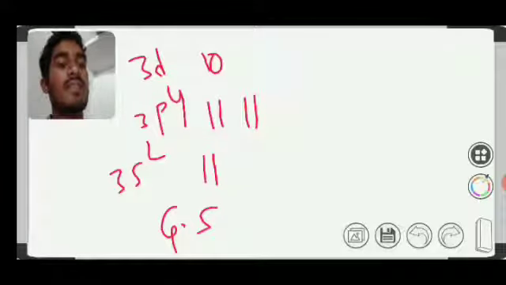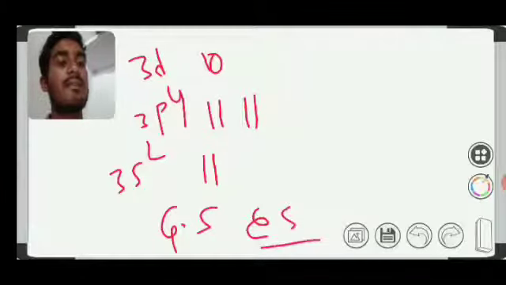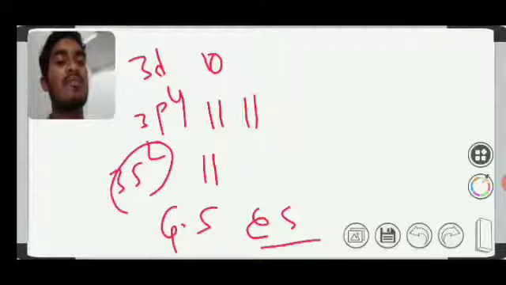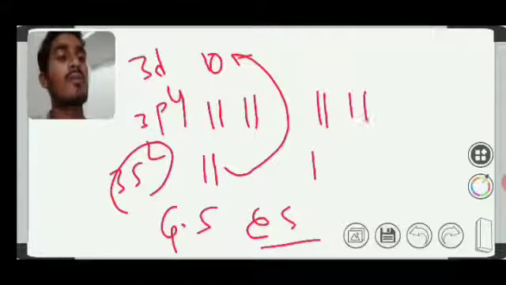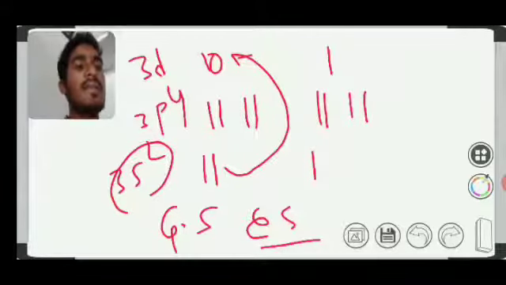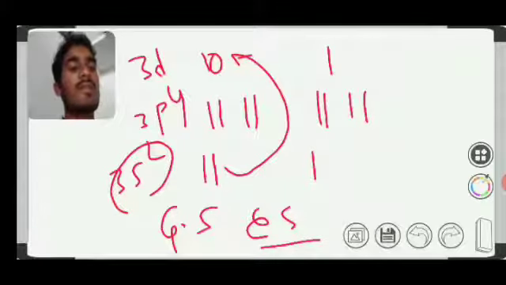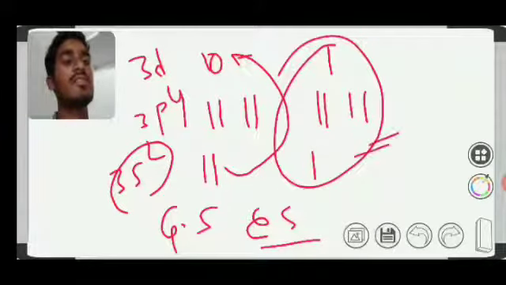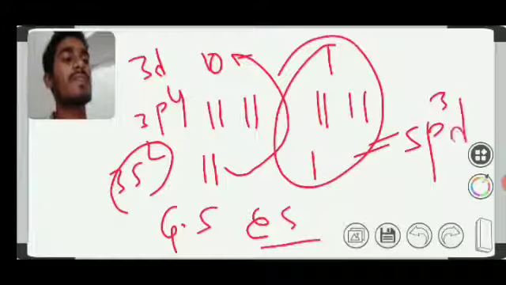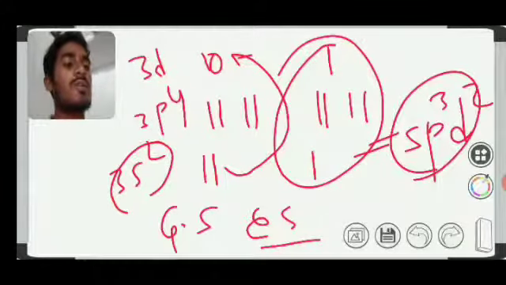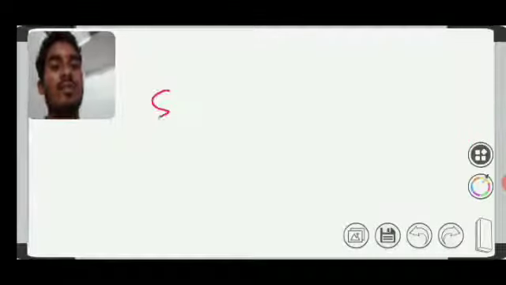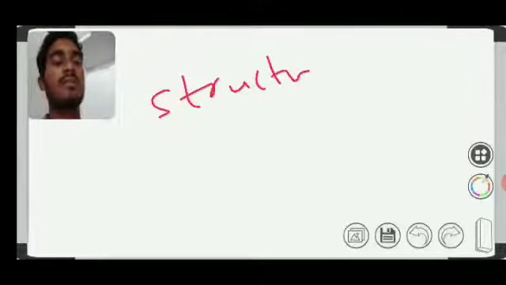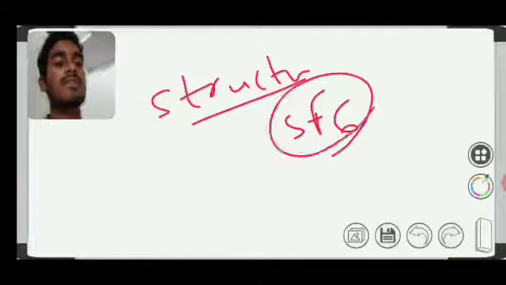Next, in the excited state, the 3s orbital containing 1 electron sends it to the d orbital. Here 4 and here 1, so it carries 6 and produces sp3d2. Now we will see the structure of SF6. The structure is octahedral.